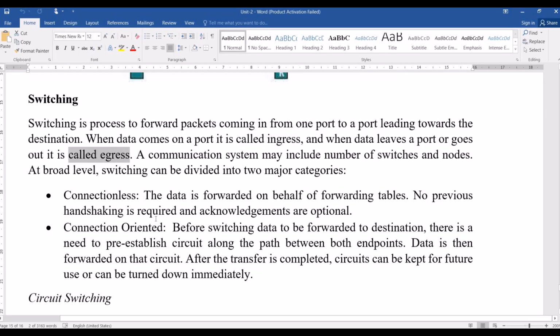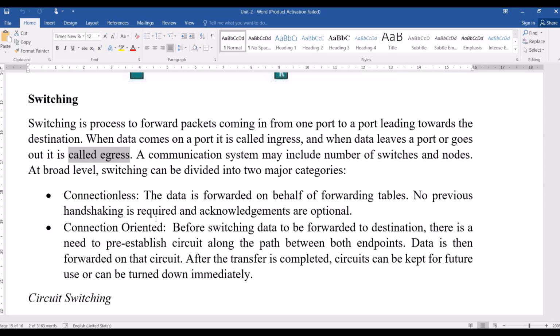A communication system may include a number of switches. At board level, switching can be divided into two major categories. Switching switches the signals to a different port based on the port numbers and all these things. The incoming is called the ingress, and the outgoing is called the egress. Then the switching is divided into categories: one is connectionless and one is connection oriented.